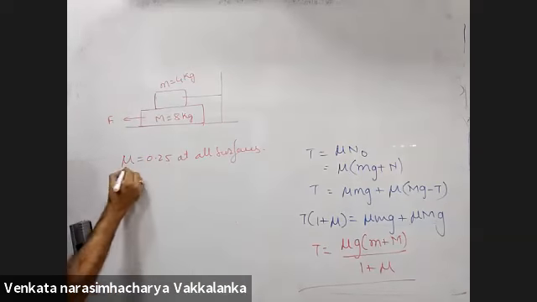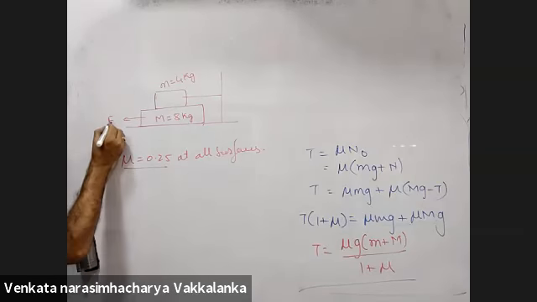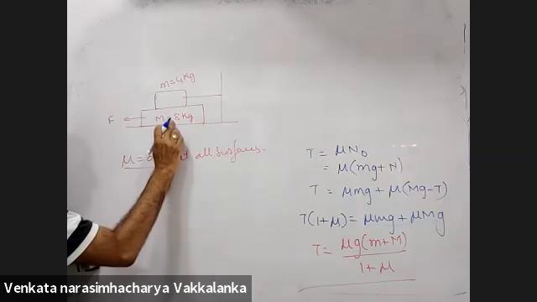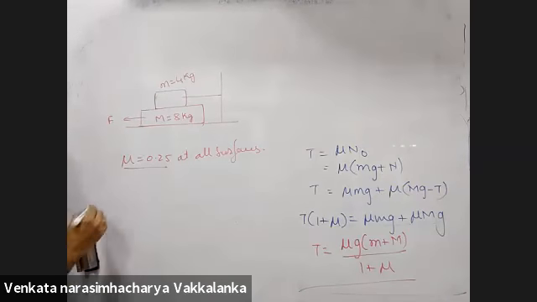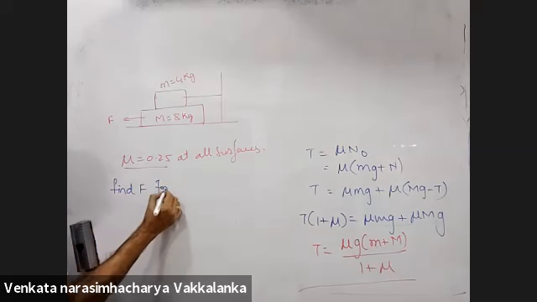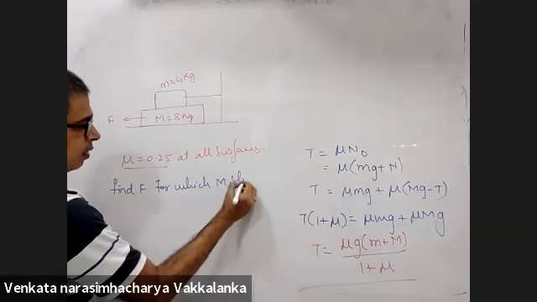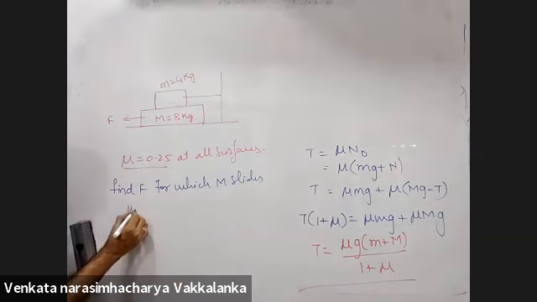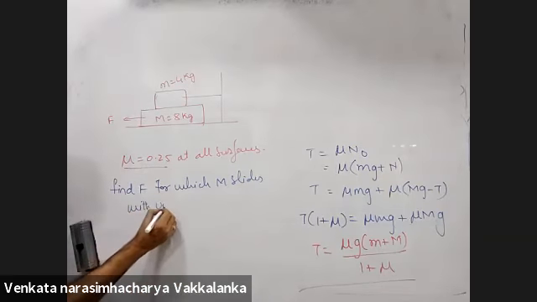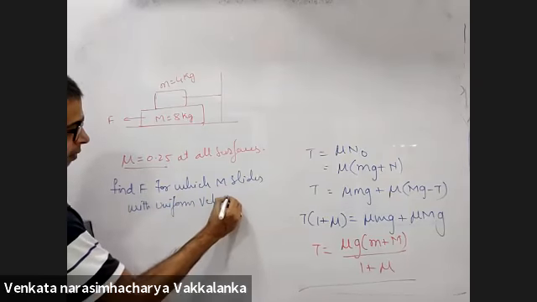All surfaces mu is 0.25. Find the force to be applied for capital M to move with uniform velocity. Find the capital F for which capital M slides with uniform velocity.